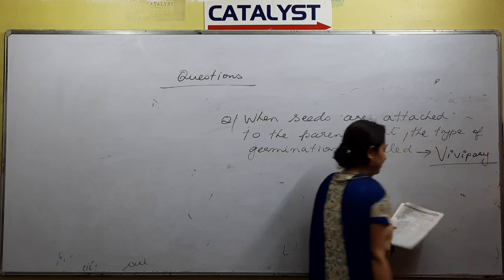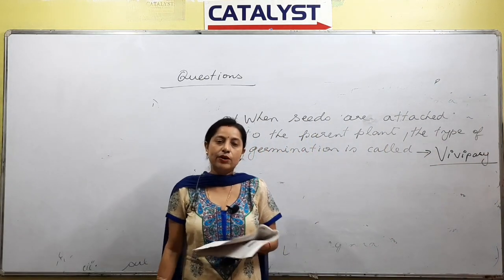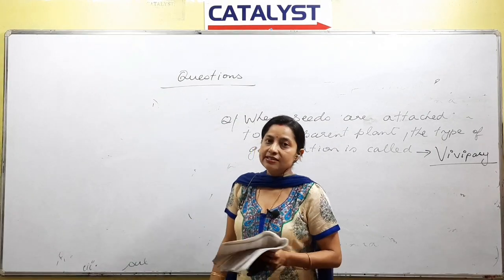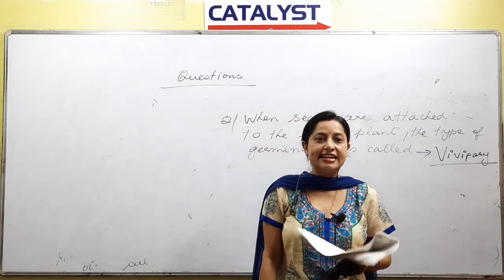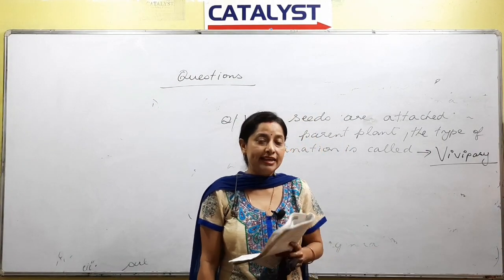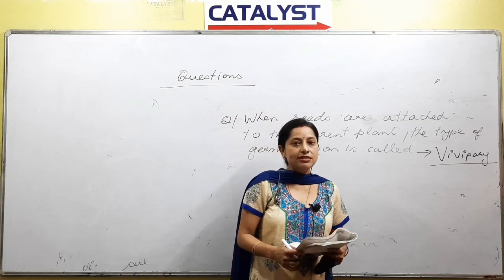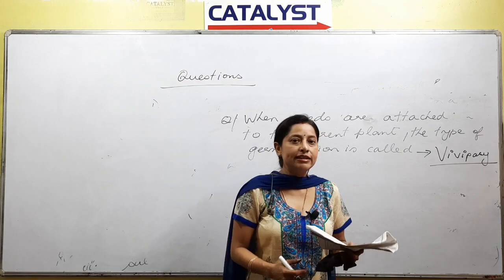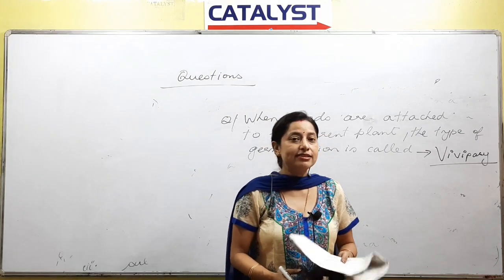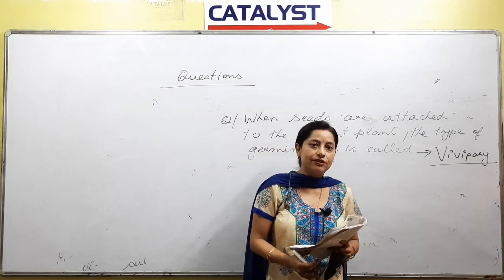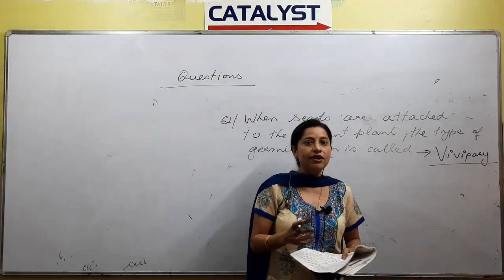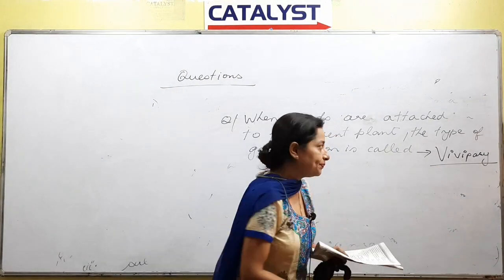Another point you have to know is that this phenomenon is very commonly found in mangrove plants. What is a mangrove plant? The plant that grows in marshy or salty areas is called a mangrove plant. In mangrove plants, vivipary is seen.